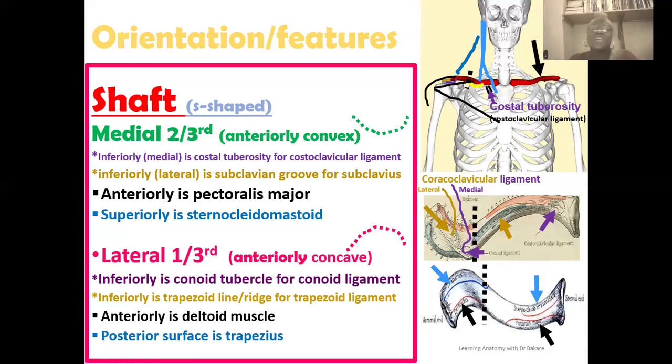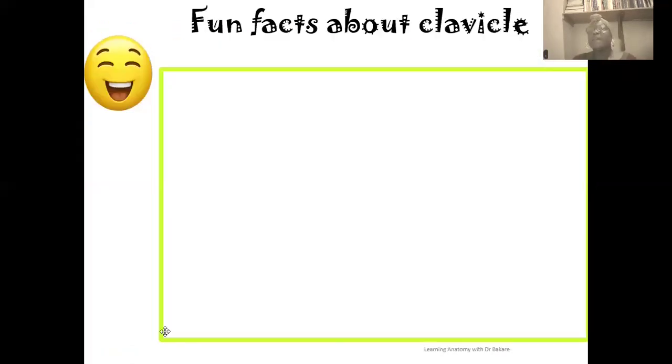So we've tried to describe the different sub-regions of the shaft, and the different muscles that are related to the different borders. Now let's look at some fun facts about the clavicle.